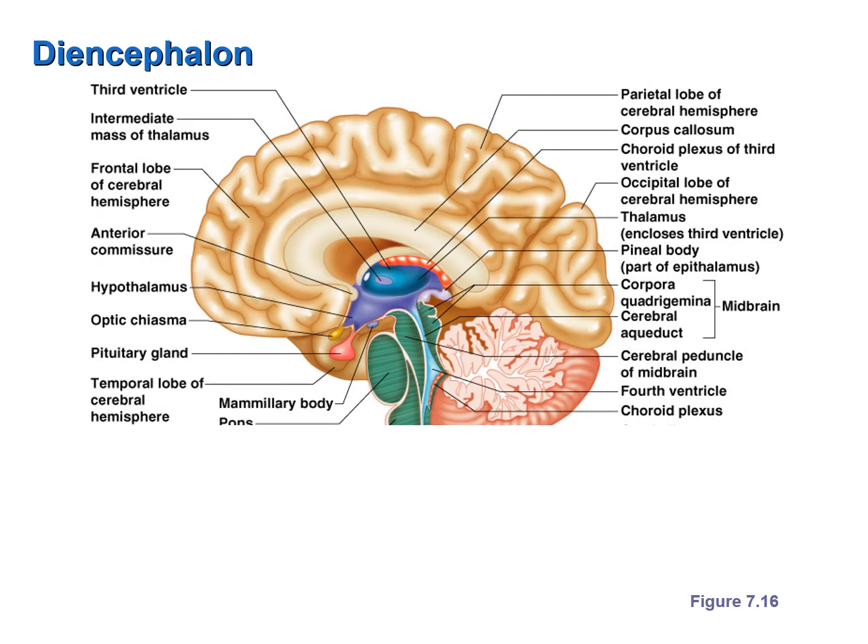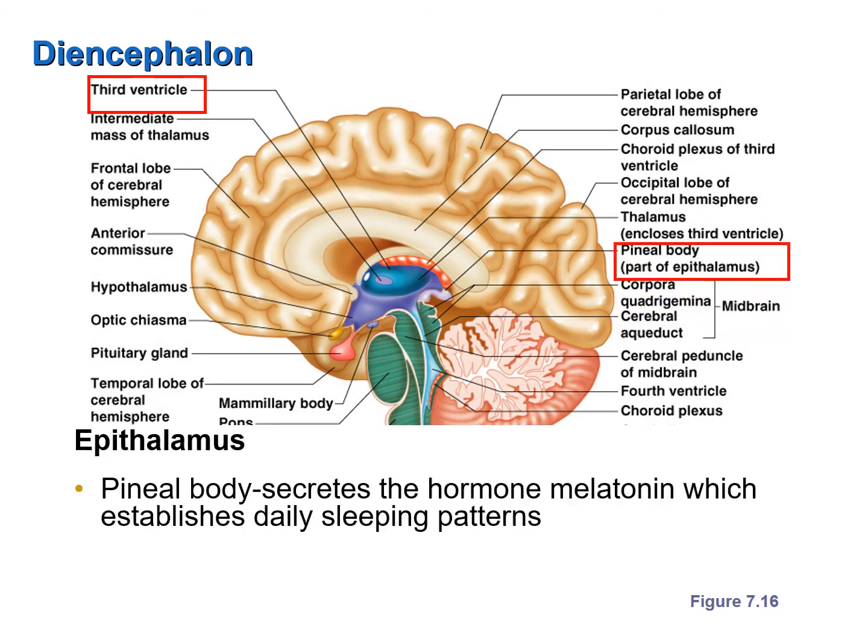The last portion of the diencephalon we are now going to discuss is the epithalamus. Again, we're going to use the third ventricle as our point of reference. Epi means upon, so the epithalamus is upon or above the third ventricle. The epithalamus includes the pineal gland or pineal body, which secretes the hormone melatonin in the absence of light, and this helps to maintain our daily sleeping cycles.